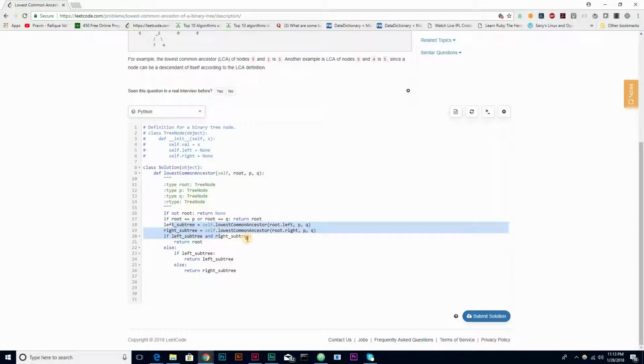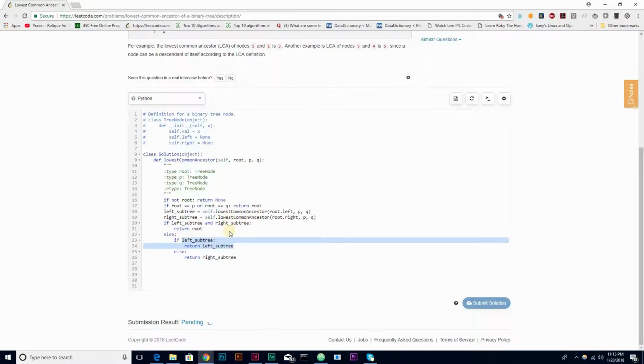Else, if we're recursing down the tree and both the left and the right subtrees are not giving us non-null elements, then we either recurse on the left subtree if it's present, or recurse on the right subtree if it's present, if the left subtree was not successful. So that's the general idea here. Let's submit and see what happens.